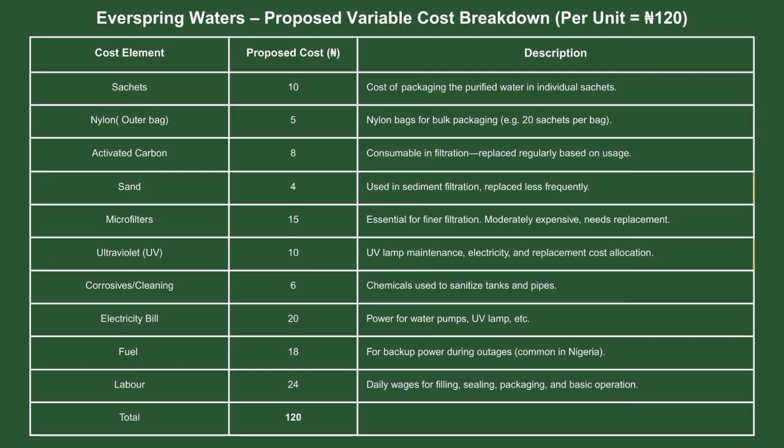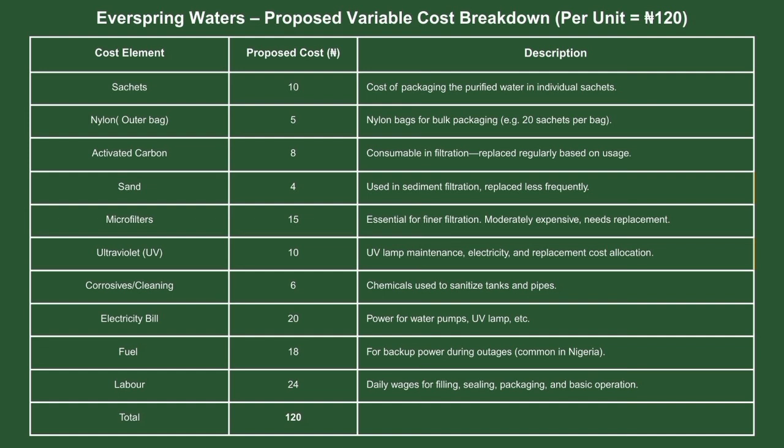Now, let's talk about the variable cost estimation for Everspring Waters, not price waters. The variable cost estimation for Everspring Waters will be based on estimation, like we did for the fixed cost. We have the elements of cost: the material elements and other consumables or operational elements. We have sachets, which cost 10 naira for every unit produced.